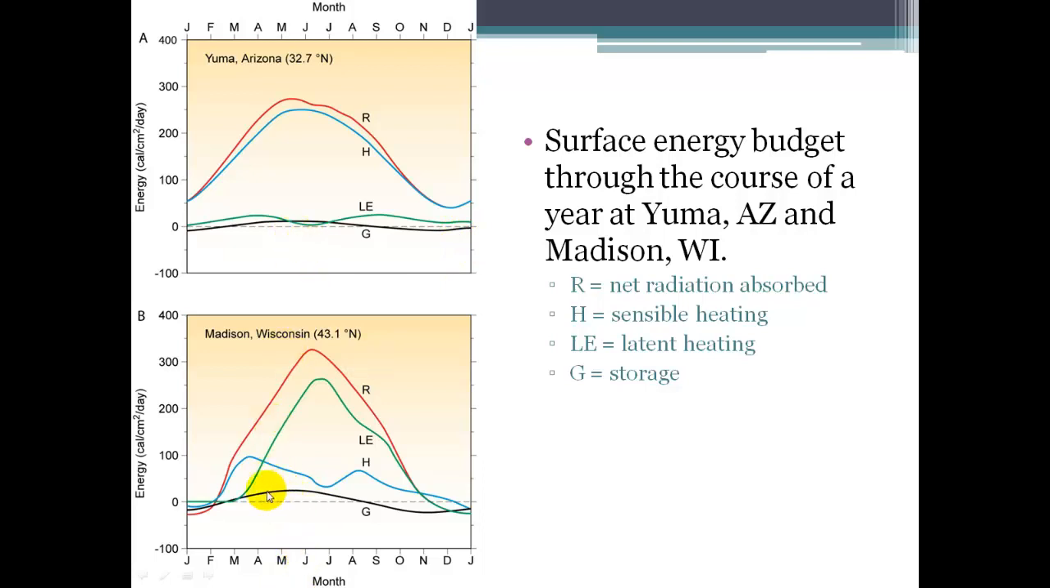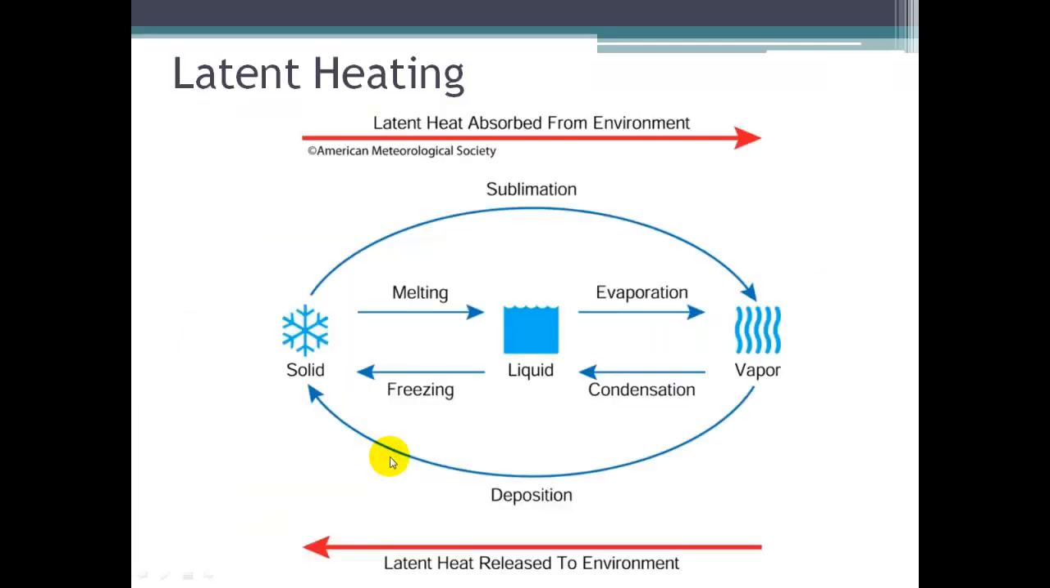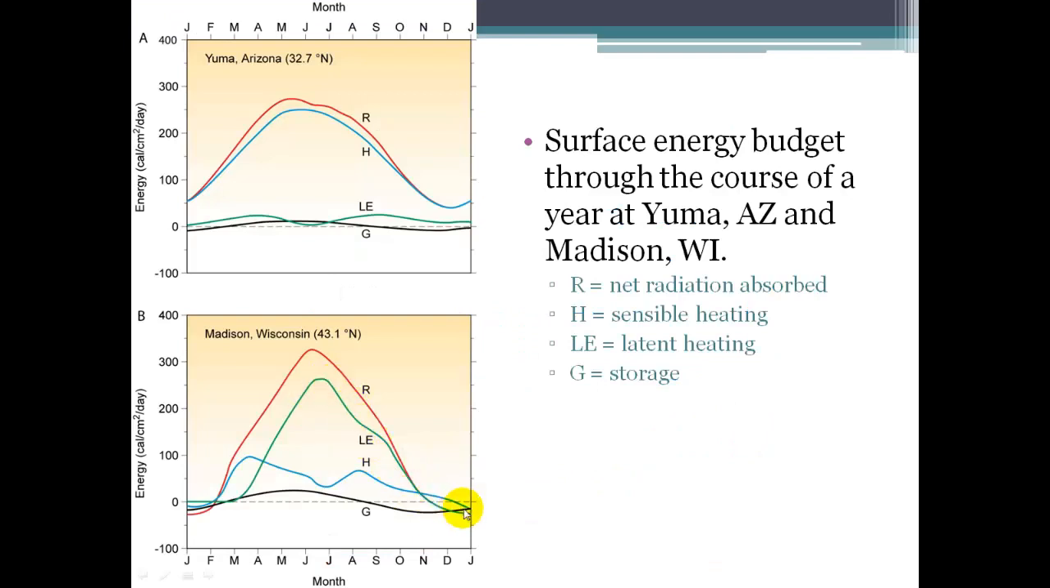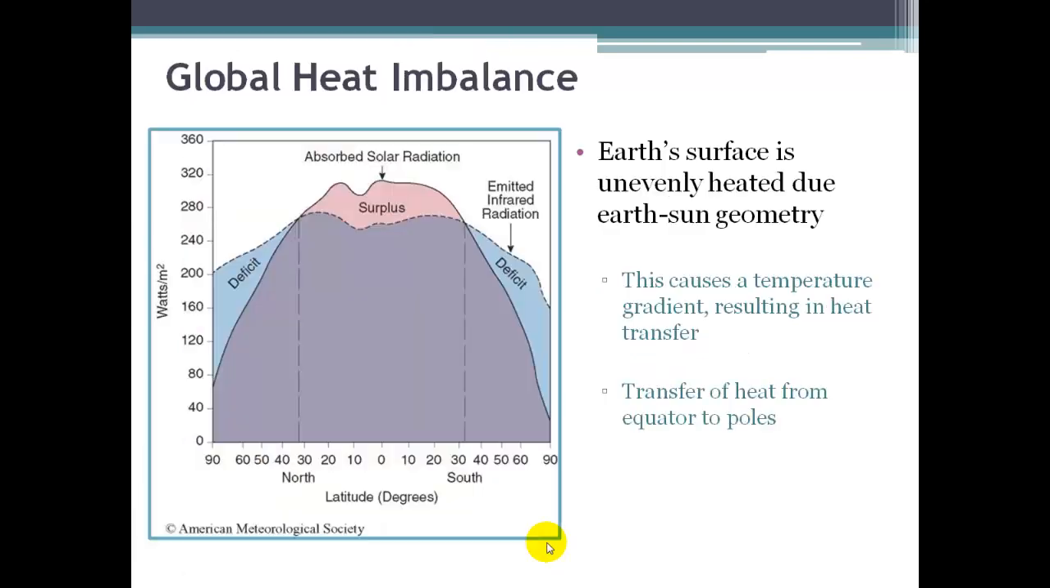For Madison, Wisconsin, it's further north, and it's also a very wet, moist environment. There's a lot of lakes, it's green, and of all the available incoming solar radiation, most of the available energy is going towards causing a phase change in water, and not so much of it is going towards heating the atmosphere. And the storage profile, you can see it's a little bit different than for Yuma, but still very negligible.